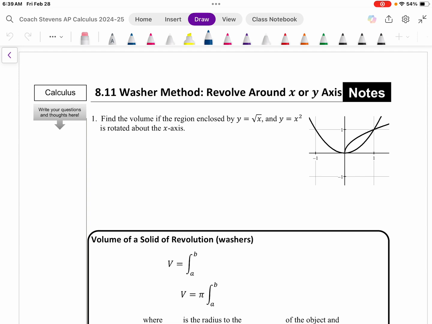So we have a problem here we've been working on for several sections now with the square root of x and x squared. And we're looking at our region right here. Now we want to revolve it around the x-axis, that whole region, not just one line, because usually we're dealing with just one equation, maybe the square root of x. And so we were creating almost like a filled-in funnel shape or something.